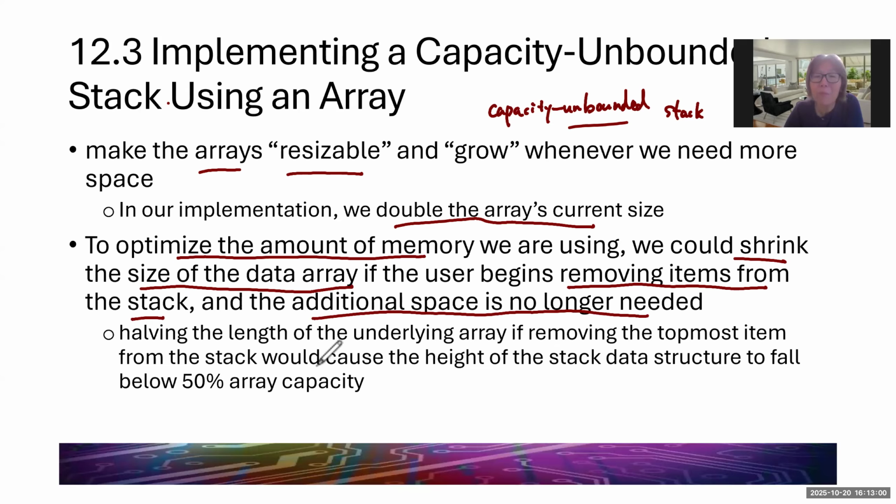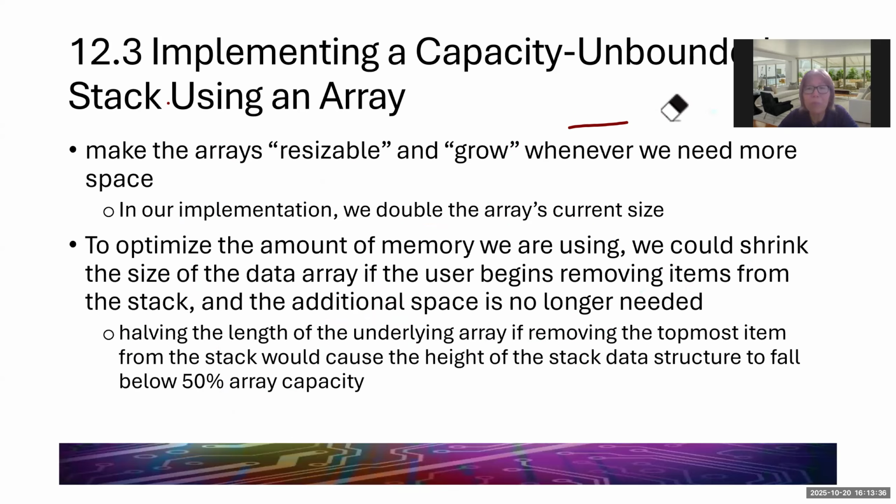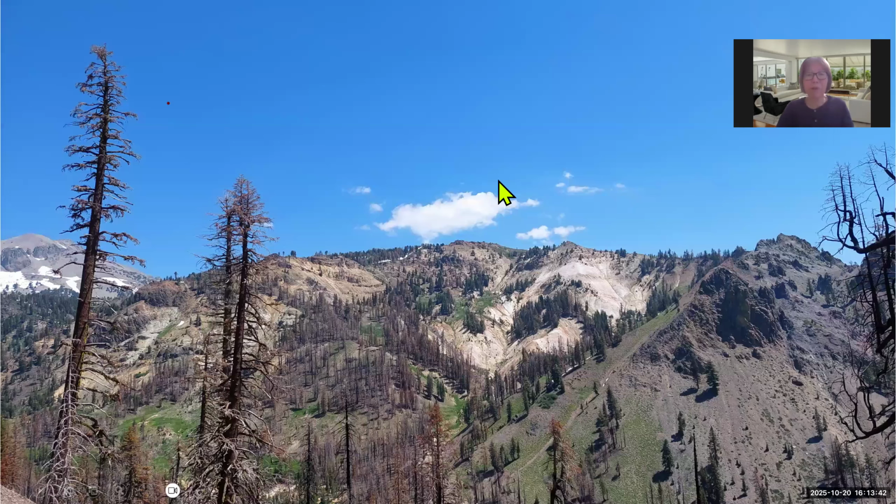And we can also halve the length, because previously we doubled the size. So we can also do halving the length of the array. If removing the top item from the stack causes the height of the stack to fall below 50% of the array capacity, then we can halve the array size. So that's about the third section we discussed.